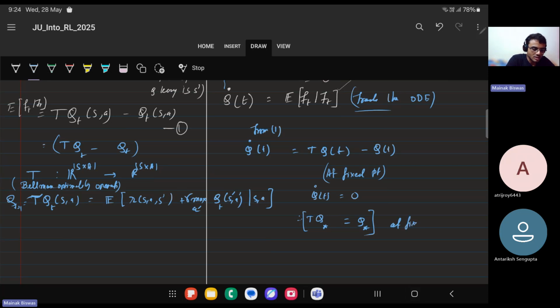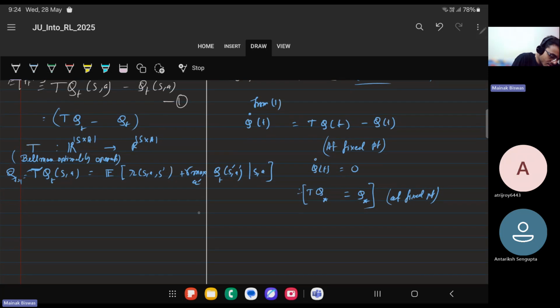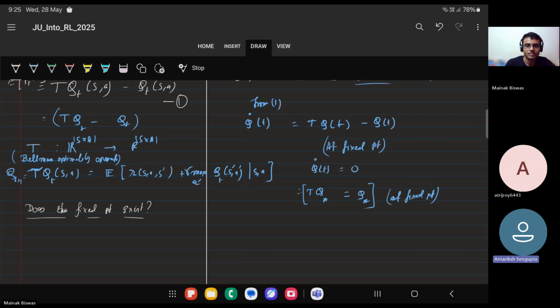At fixed point. So now my question is, does this fixed point exist? What can I do to say if the fixed point exists or not? Any idea? That we can use the concept of contraction, I guess. Correct. Very good. Banach's fixed point theorem.